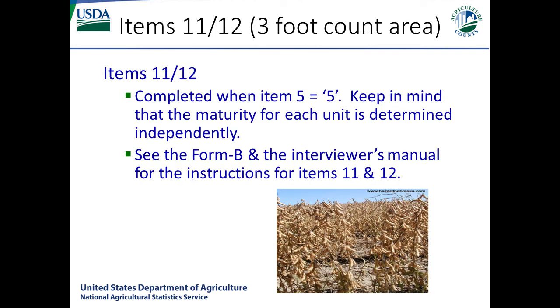For units that are in Maturity Code 5, all pods from all plants in row 1 of the 3-foot section are harvested. Do not harvest pods from plants in the 6-inch count area. Reference the interviewer's manual and the instructions on the Form B to accurately conduct the harvest of the units. Put the harvested pods in separate bags, 1 bag for the pods in row 1 of Unit 1 and 1 bag for the pods in row 1 of Unit 2.